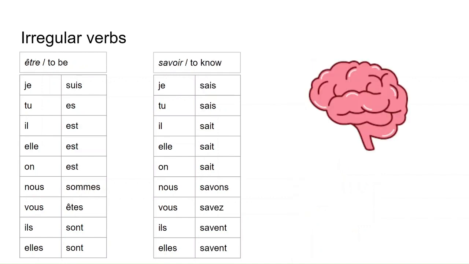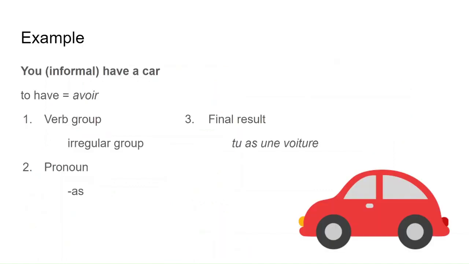And so these are the other two irregular verbs that I mentioned. So let's use an example. So for example, if you were saying you have a car to your friend, you would use the verb avoir, meaning to have. In order to conjugate this verb, you would take note that tu, referring to you, informally, is the correct pronoun to use. You'd use the informal you pronoun since, as I said, you're talking to your friend.